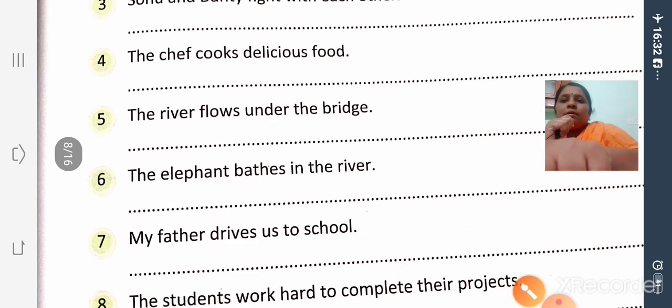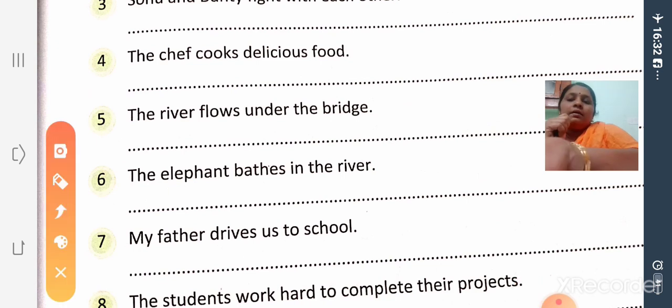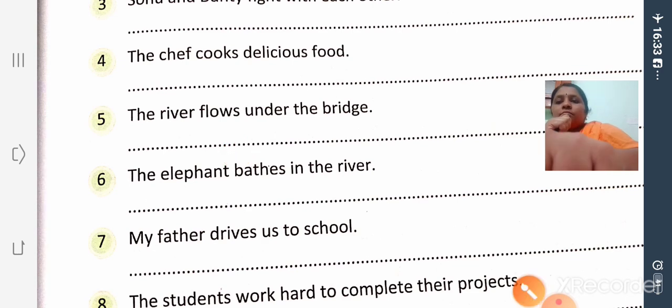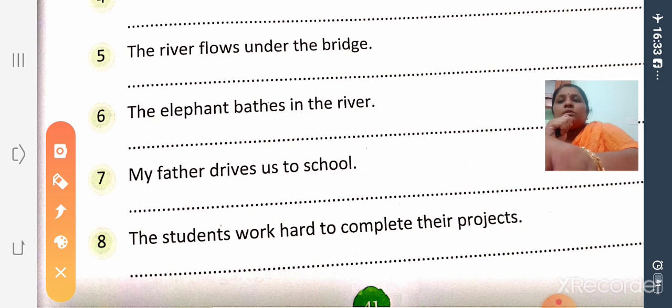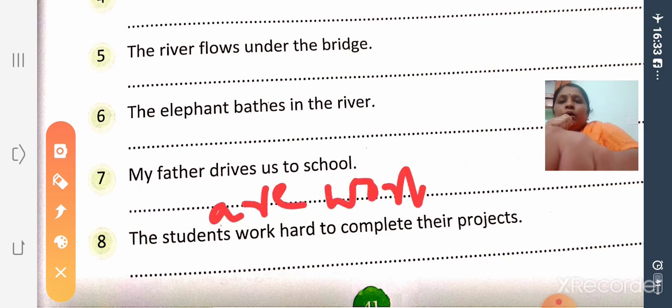The elephant bathes in the river. Is bathing in the river. Is singular, so bathing in the river. My father drives us to school. My father is driving us to school. Then the students work hard to complete their projects. The students plural, so are working. Okay, are working. The students are working hard to complete their project.